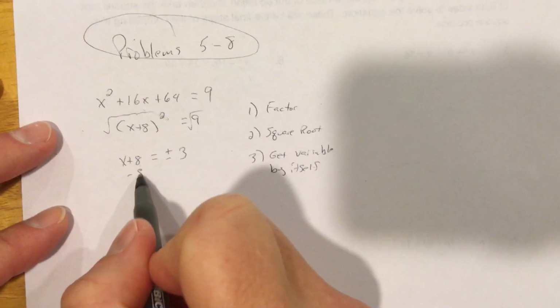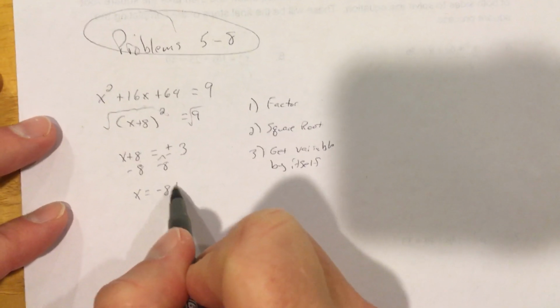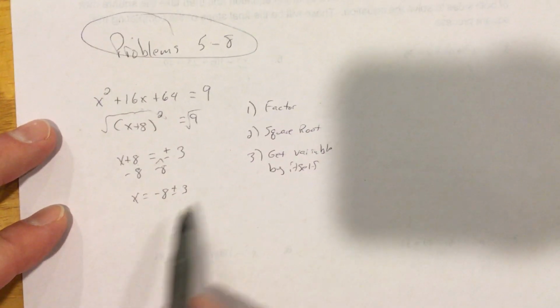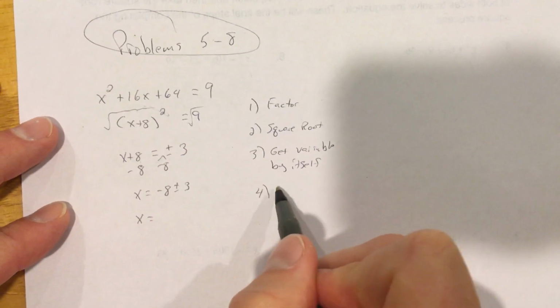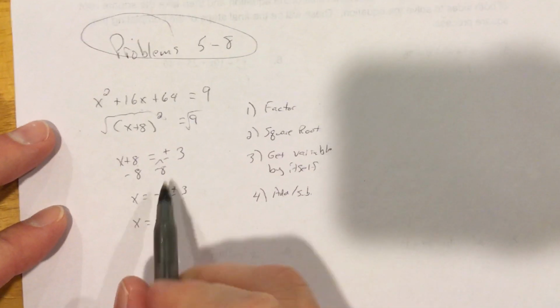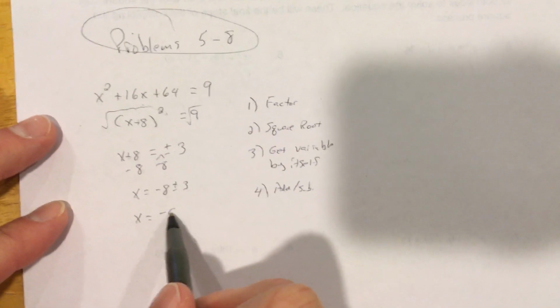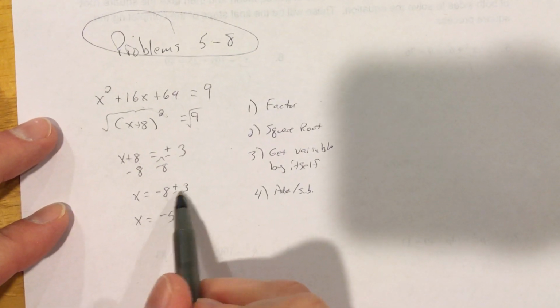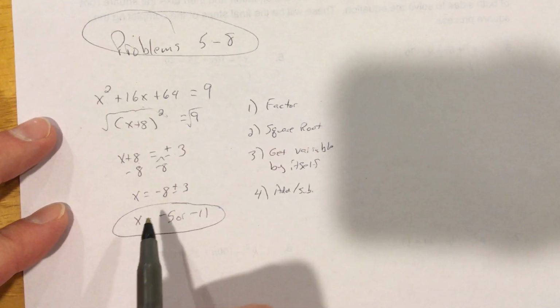All right. So we're going to subtract 8, and this is going to give us x equal to negative 8 plus or minus 3. Okay. Now in a case like this, we'll go ahead and actually do that. So last step we're going to actually do is add and subtract. In other words, we're going to go negative 8 plus 3, which is negative 5, and negative 8 minus 3, which is negative 11. And that'll be our answer then.